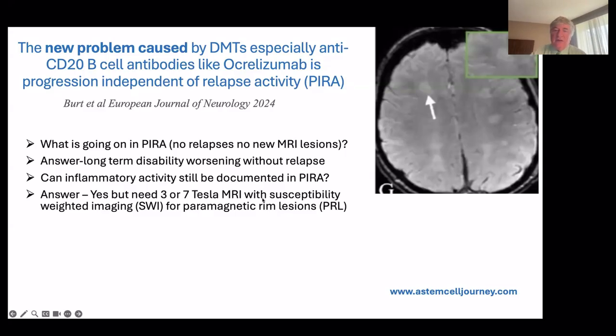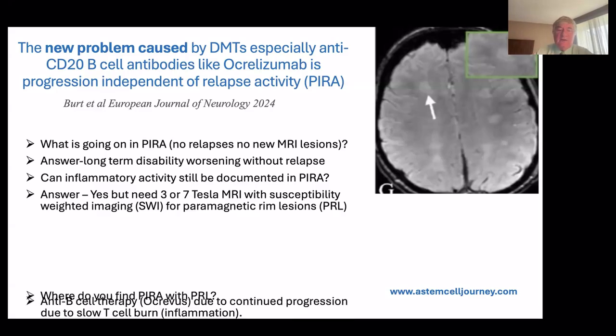It definitely does. Not only do you have to use the 3 or 7 Tesla, which many centers don't have because it's a more expensive machine, but you have to look for susceptibility weighted imaging. You have to tell them those are the sequences you want, and you look for paramagnetic rim lesions. In this patient, you see this little dark, almost half-moon crescent; that's a paramagnetic rim lesion. That's MRI evidence of ongoing, slow burning inflammation, despite the fact that this whole lesion never really changed. These other lesions didn't change, and there are no new lesions, so they would call it no PIRA, no evidence of relapse activity. Just keep treating with Ocrevus.